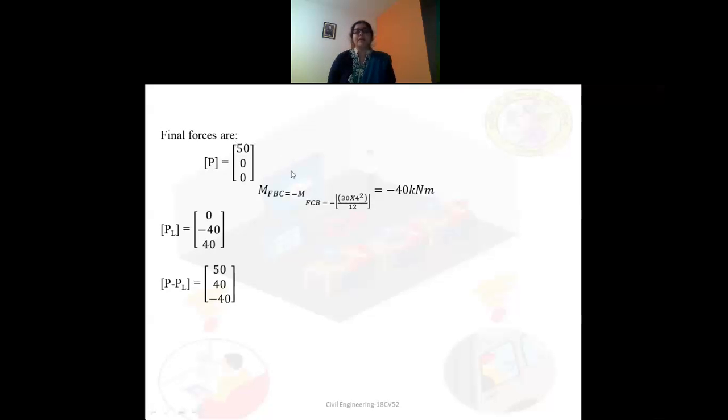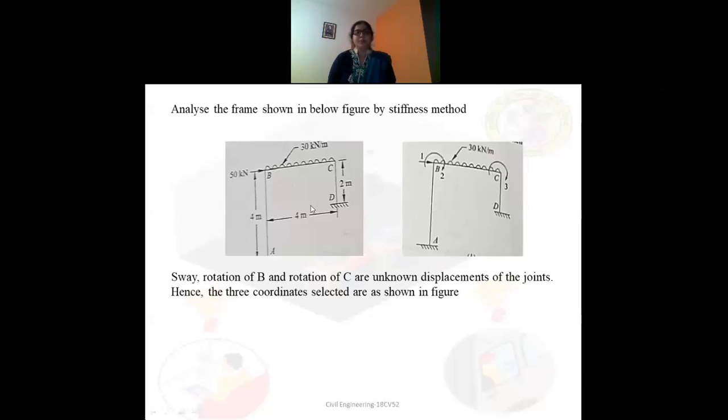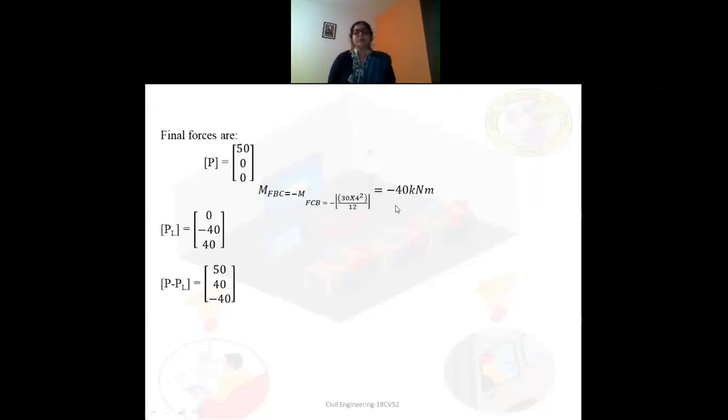Then we need to calculate the fixed end moment for span BC, because in beam AB or CD we do not have any load. So MFBC is equal to minus WL square by 12. MFCB is equal to plus WL square by 12. If I do, what is the answer I am going to get? MFBC is equal to minus 40 kilonewton meter. MFCB is equal to plus 40 kilonewton meter.